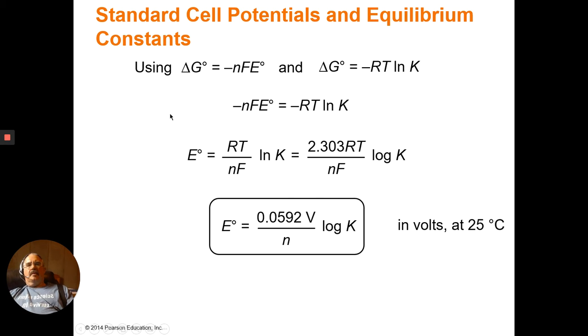Okay, so under standard conditions, if we take these two quantities and set them equal to each other, since they're both equal to delta G standard, we get our standard potential is RT over NF times log K. And again, combining these terms, we get 0.0592 volts over N.